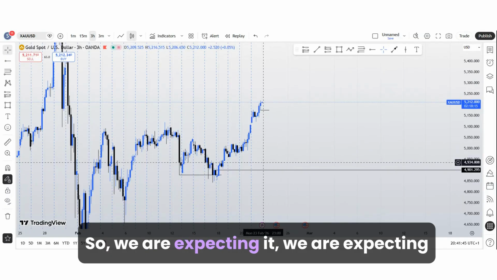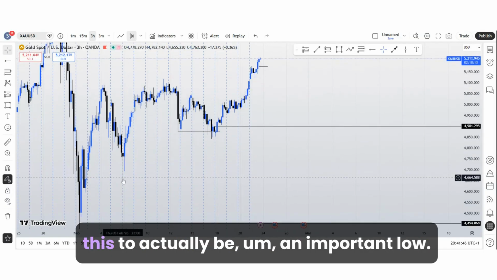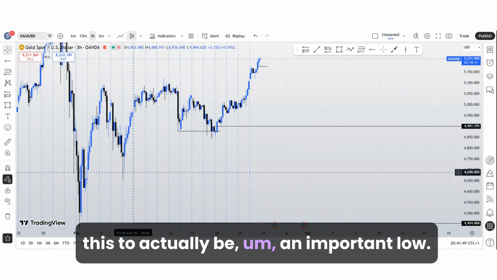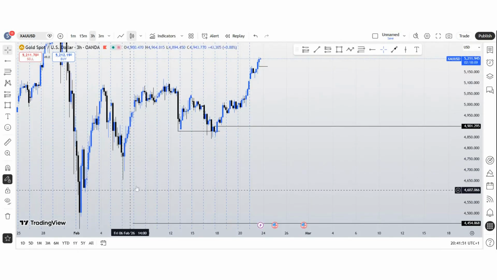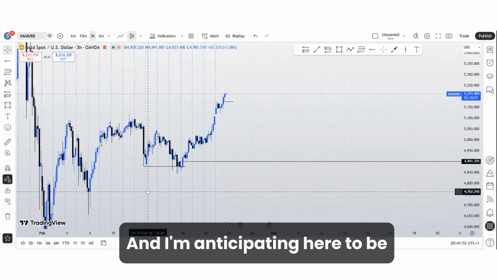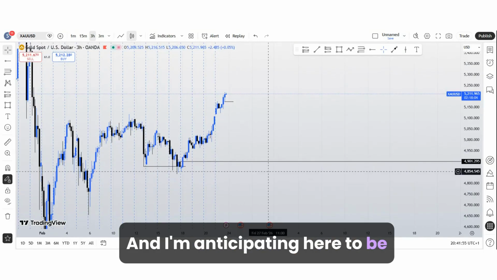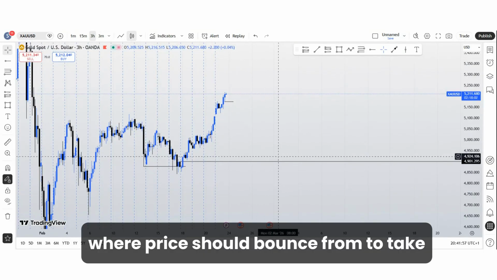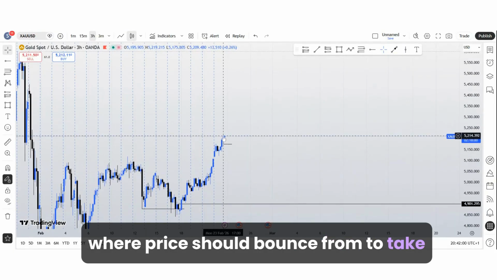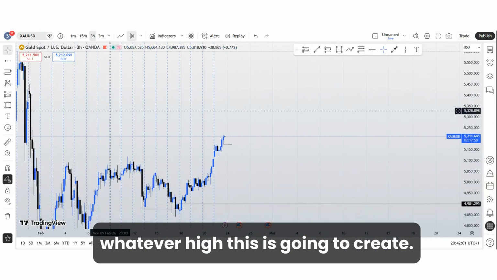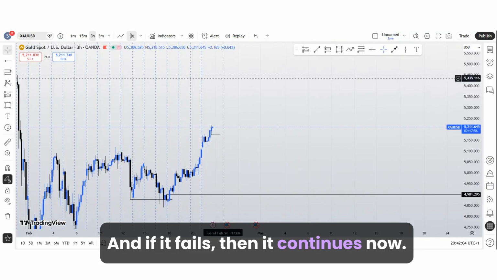So we are expecting this to actually be an important low. This should be an important low. And I'm anticipating here to be where price should bounce from to take whatever high this is going to create. And if it fails, then it continues down.